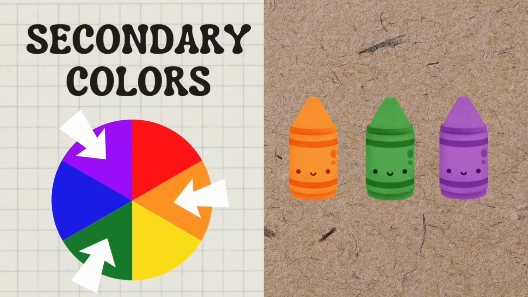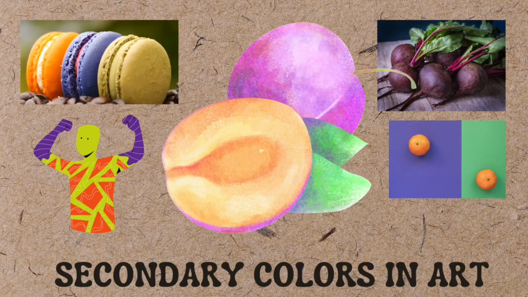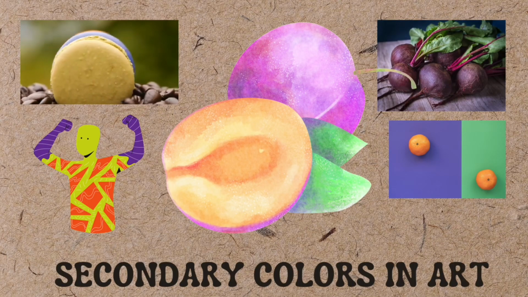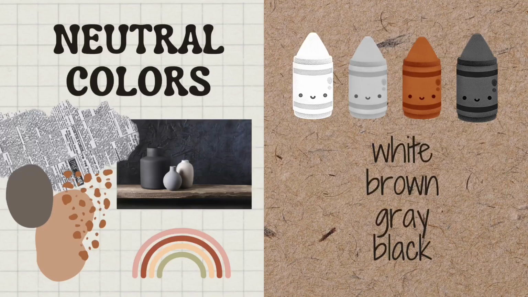Secondary colors are created from primary colors: orange, green, and purple. Here's some secondary colors in art. I see three colors working together to create balanced, interesting art. Neutral colors are not found on the color wheel, but they're just as important: white, brown, gray, and black.